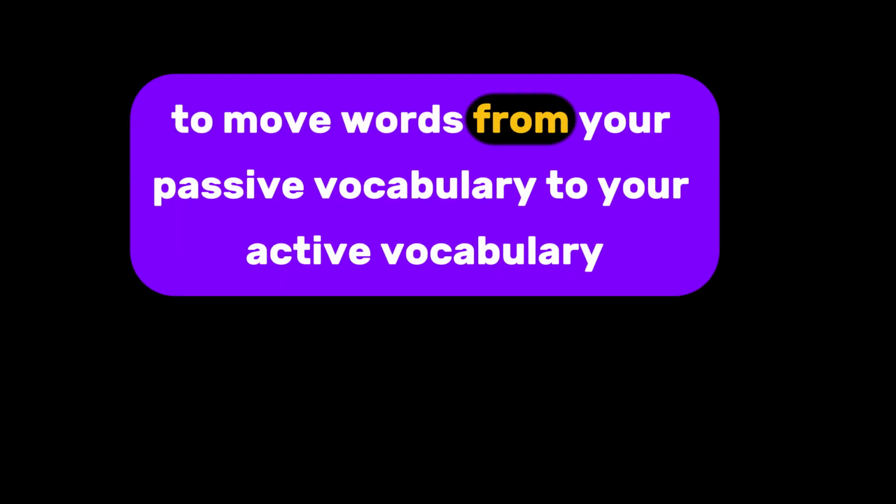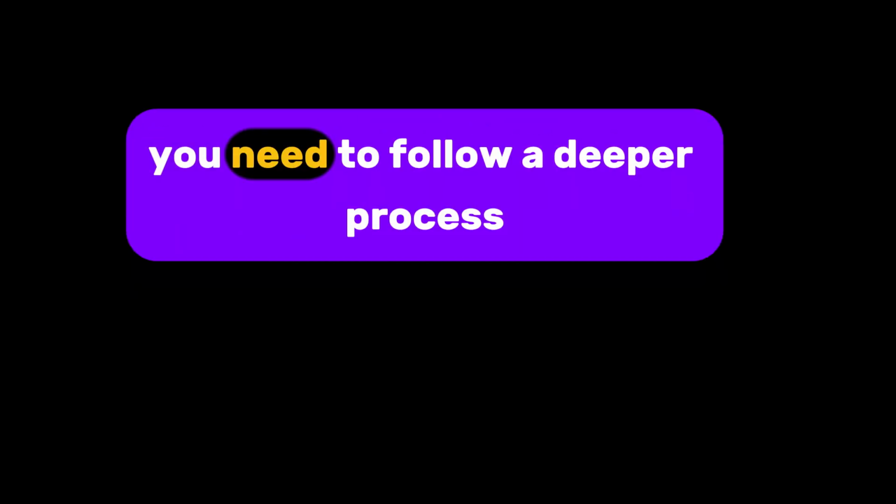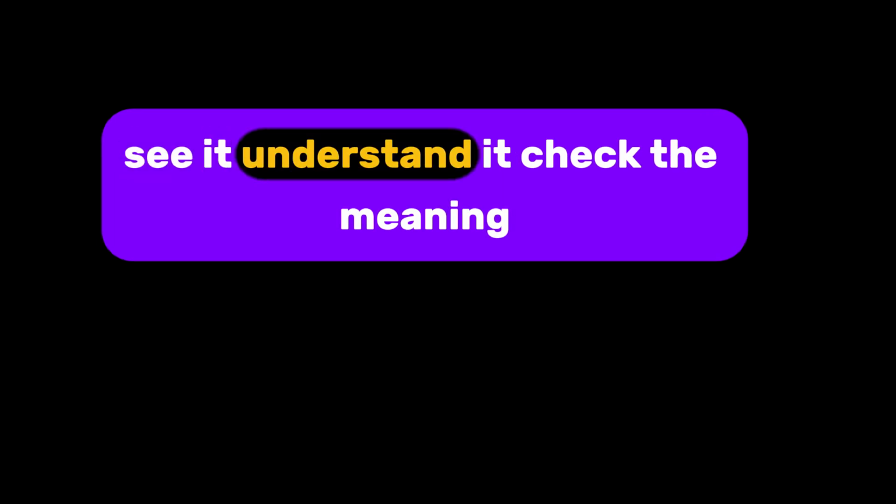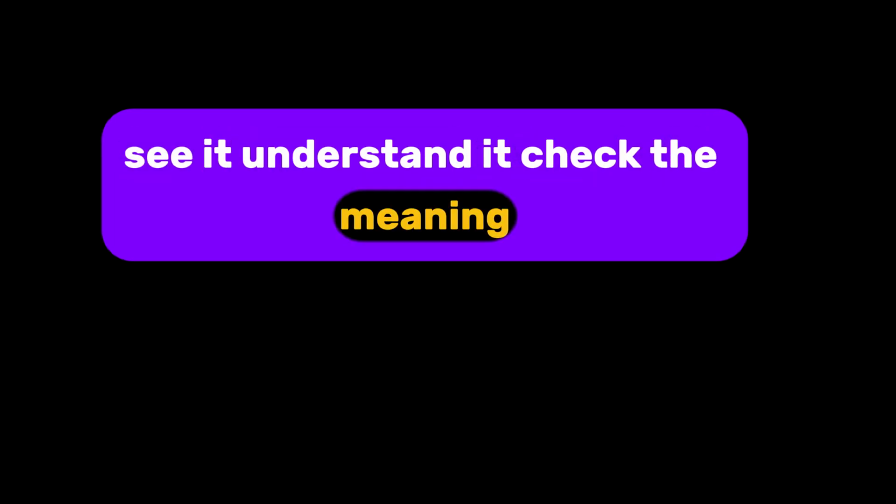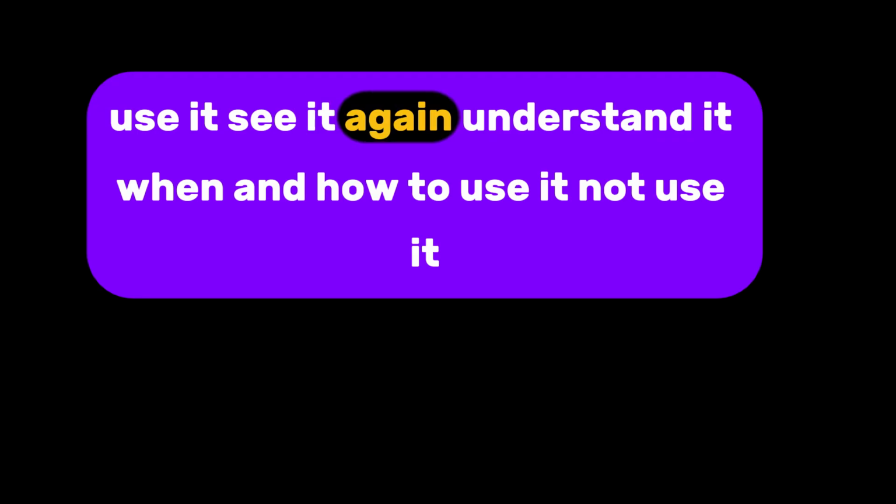To move words from your passive vocabulary to your active vocabulary, you need to follow a deeper process. I call this the SUUU process. It looks like this: see it, understand it, check the meaning, use it, see it again, understand it, when and how to use it, not use it.